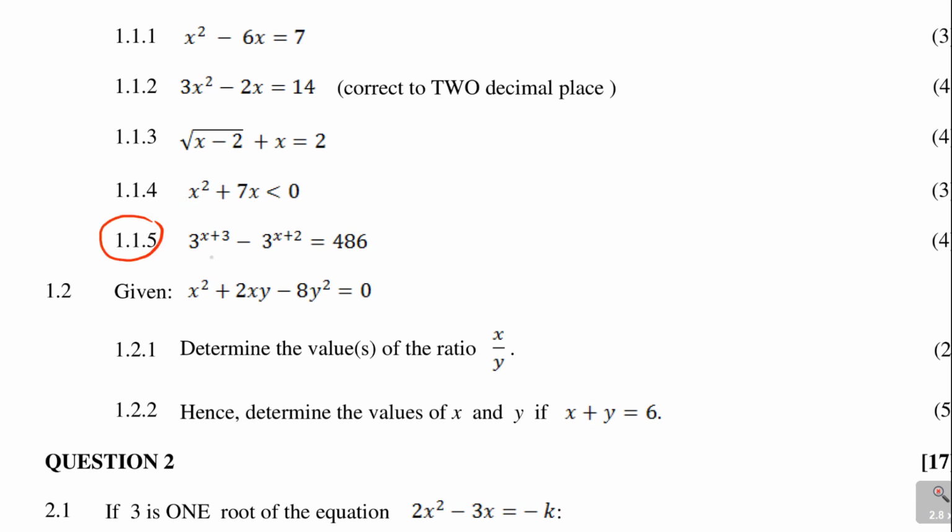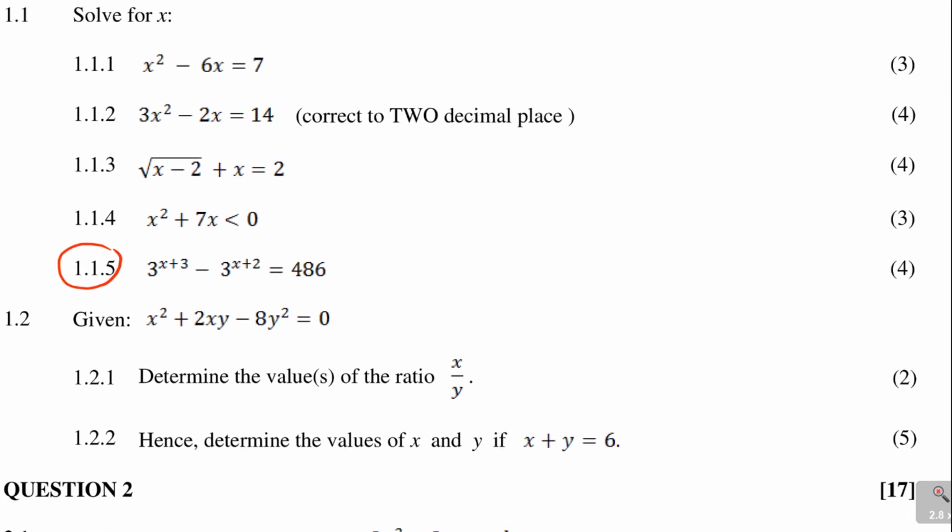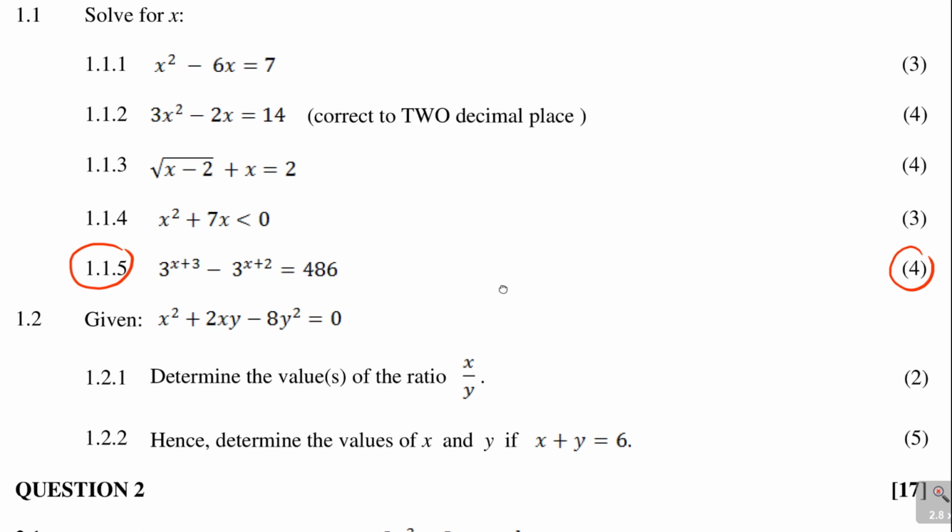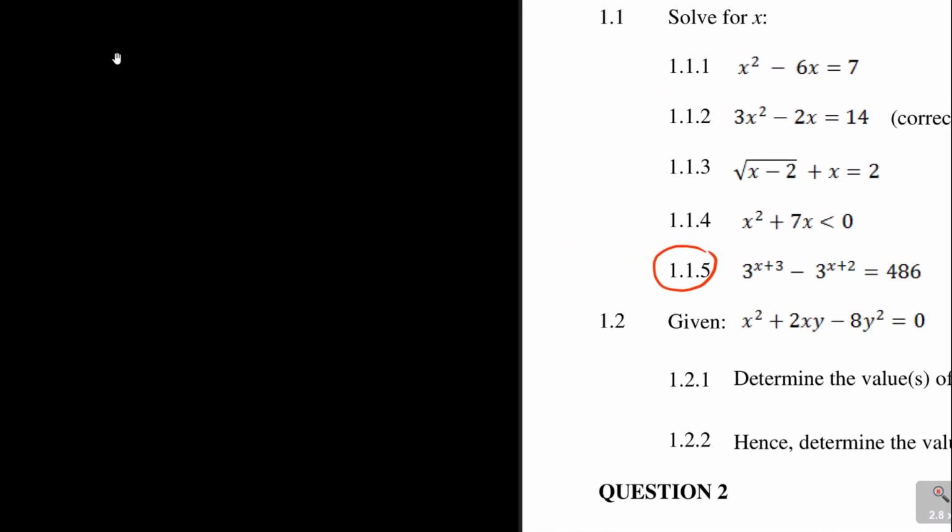Let's go to 1.1.5. You are supposed to what? Here you are supposed to solve for x, and look at the mark allocation here is 4 marks, and it mustn't be something heavy, but it's very important for you to understand this. Look at this. What is this? They are saying here you are given 3 to the exponent x plus 3 minus 3 to the exponent x plus 2 is equal to 486. It's 4 marks. You are supposed to solve for x.